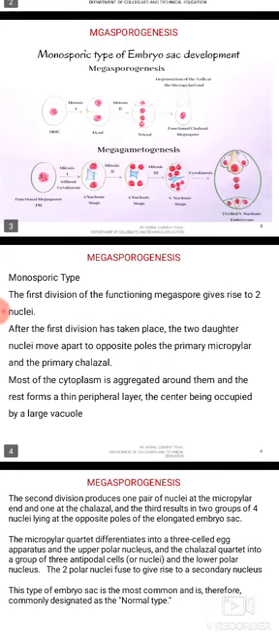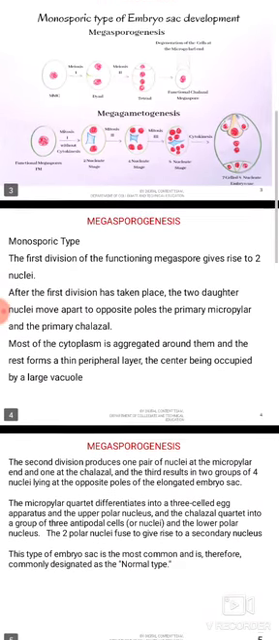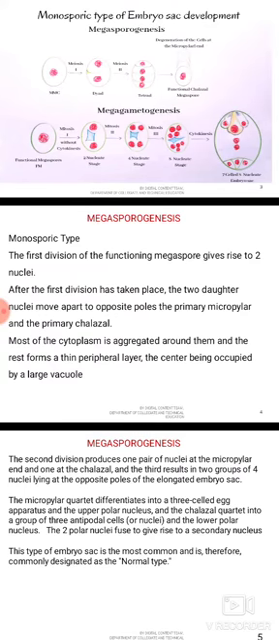The second division produces one pair of nuclei at the micropylar end and one pair at the chalazal end. And again, this undergoes one more division, resulting in two groups of four nuclei at the opposite poles of the embryo sac.